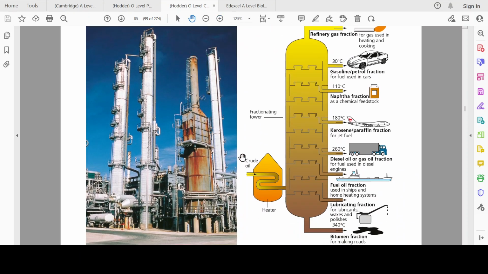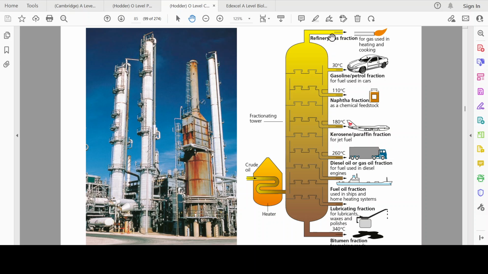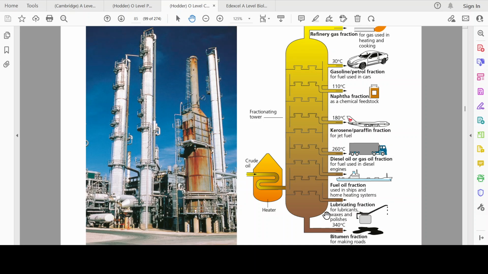So you've got crude oil coming in, you're heating it up, right? And as you can see, the temperatures over here, it's 340 degrees centigrade, a bit higher, and it's 260, then 180, 110, 30, and then, really light. It doesn't condense, it's natural gas, right? So it stays as gas, it's not condensing. Maybe it has an even lower boiling point. And so these are different fractions. You need to know these, right?